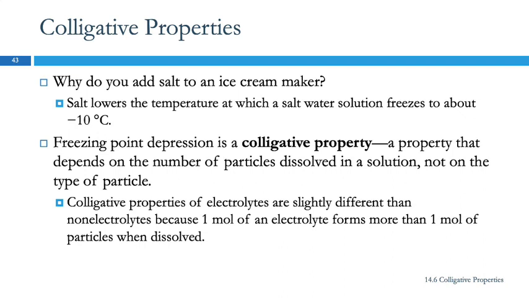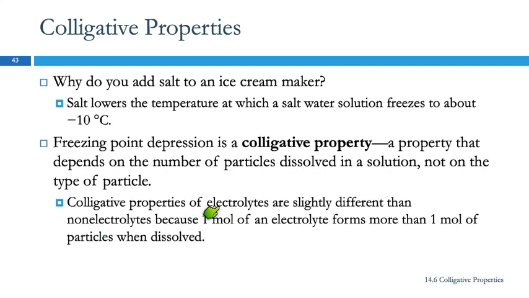This is called a colligative property, and there are several colligative properties. What these have in common is that they depend on the number of particles that are dissolved in the solution. It doesn't matter what those particles are. It could be sugar, it could be sodium and chloride, it could be potassium and acetate, or anything. It's the number of particles.